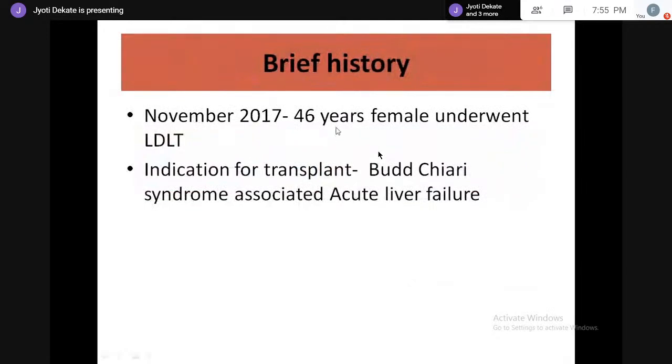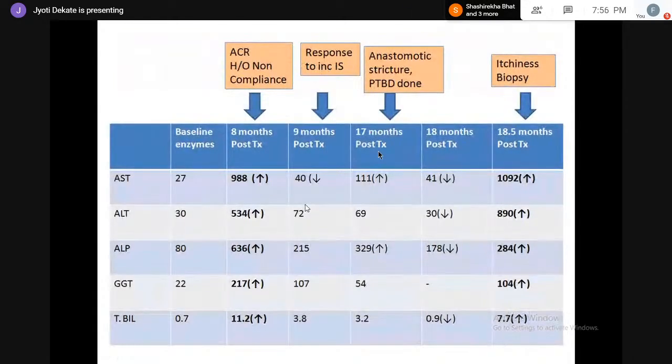Case 3. Case 3 I am showing here is a 46-year-old female who underwent living donor-related liver transplant for Budd-Chiari syndrome associated acute liver failure. This is the liver enzyme trend for this patient. The liver enzymes normalized after the transplant. However, a significant elevation in the liver enzymes was seen at 8 months post-transplant.